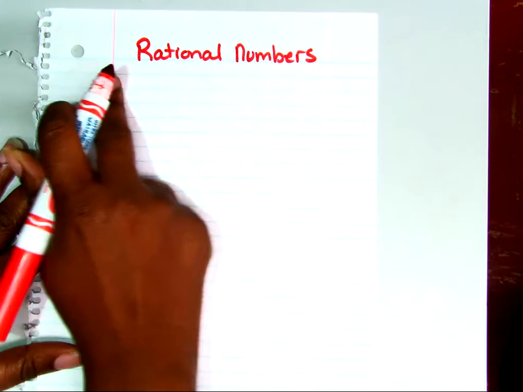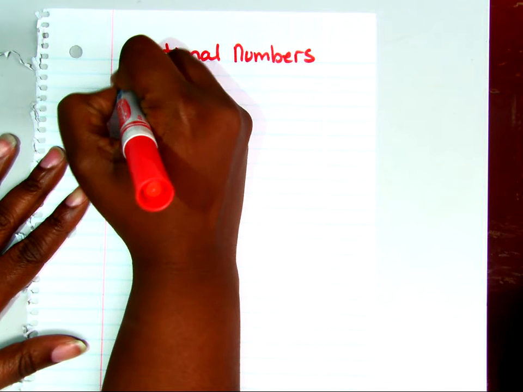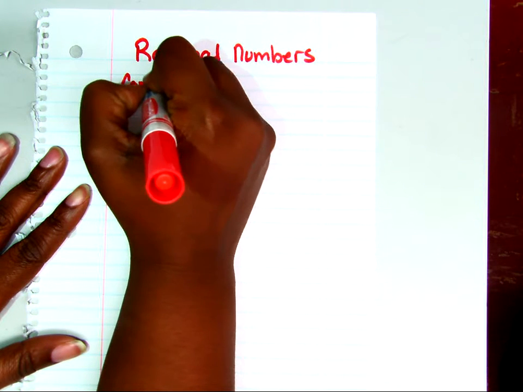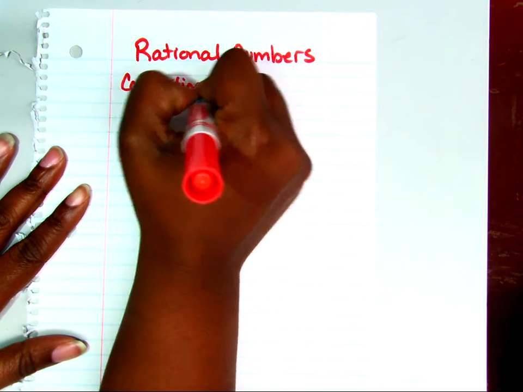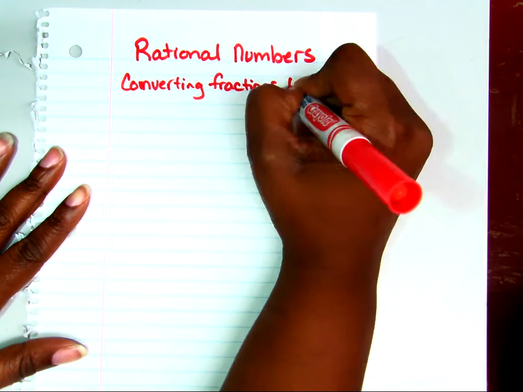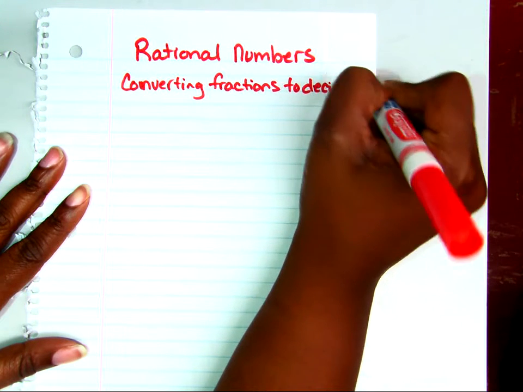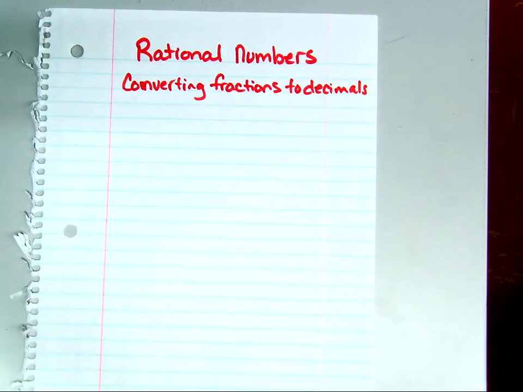And we're going to be using these rational numbers, and we're going to be converting fractions to decimals. All right, don't run, don't worry, it's not as bad as you think. It's actually very easy.